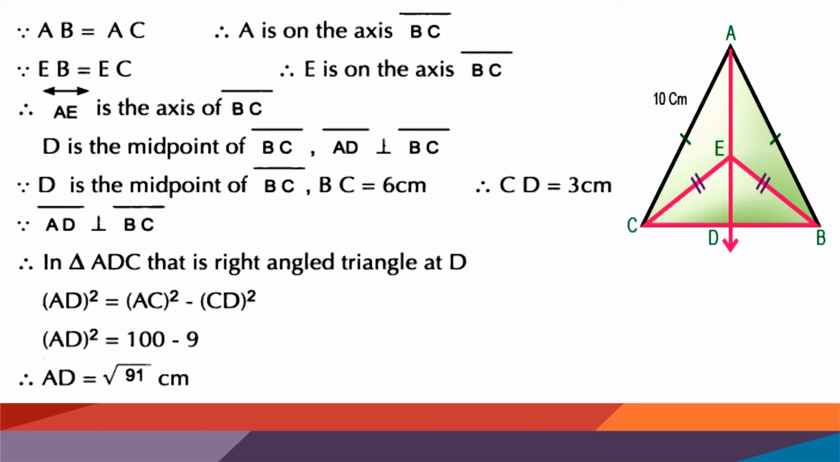AD squared equal AC squared minus CD squared, and AD squared equal 100 minus 9, because AC equal 10 cm, 10 power 2 equal to 100, and CD equals 3 cm, so 3 power 2 equals to 9. And we answered AD equal square root 91 centimeter.